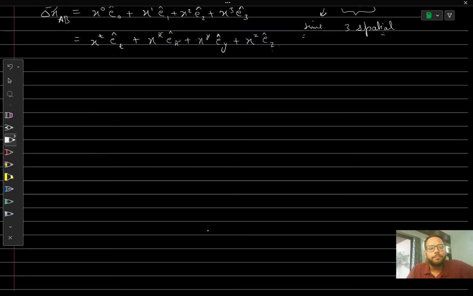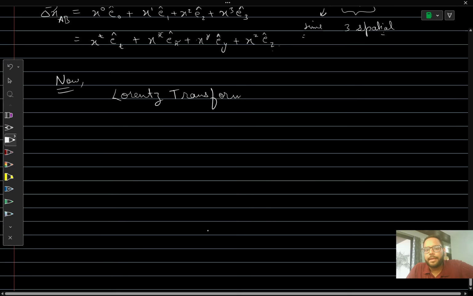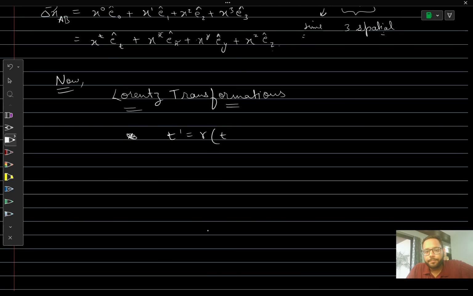So now we have the Lorentz transformations. What are Lorentz transformations? We know, let's take the t component first, t prime. How many of you remember now? You must remember it. It is like the master equations of the special theory of relativity.